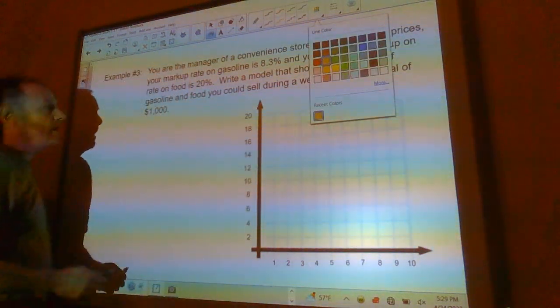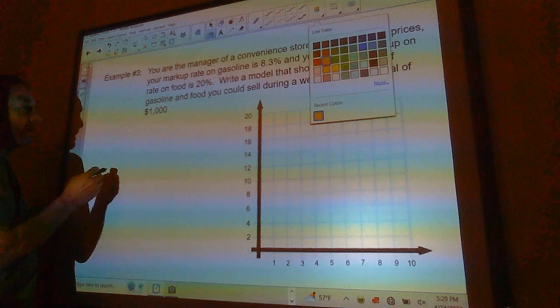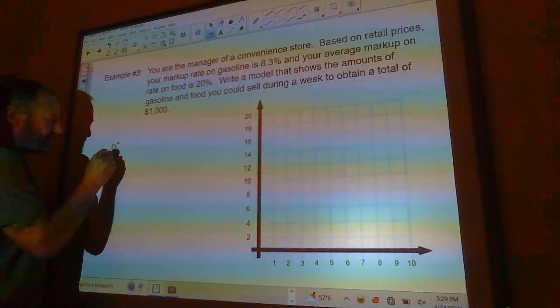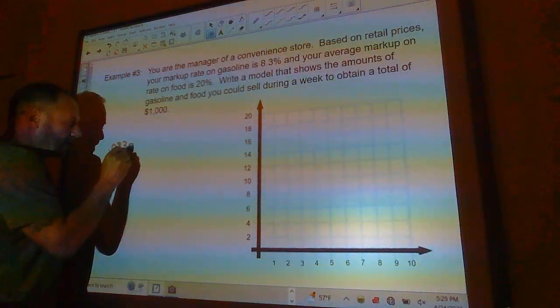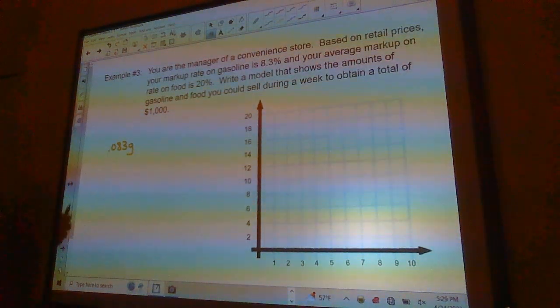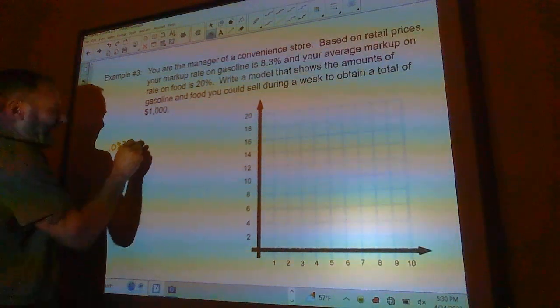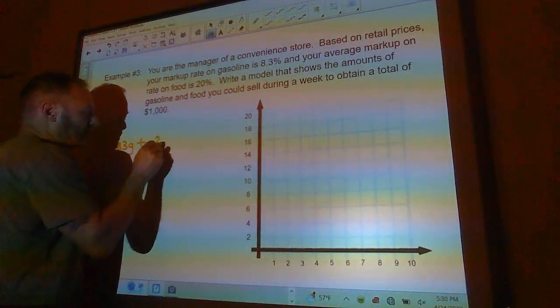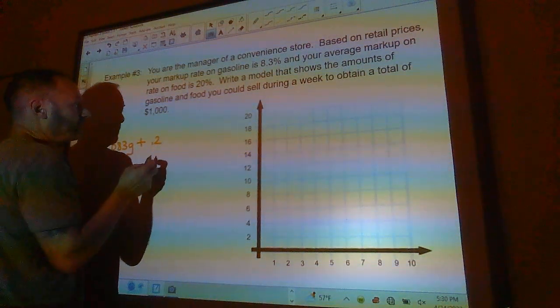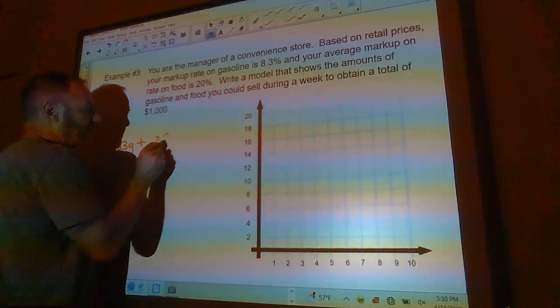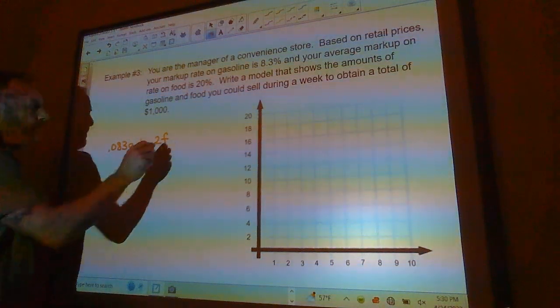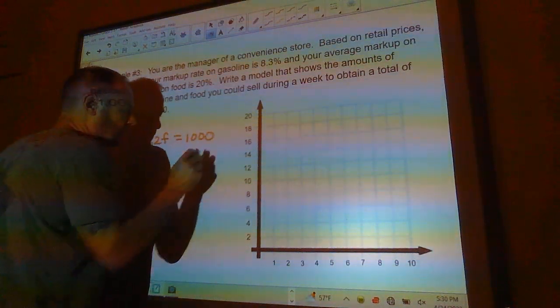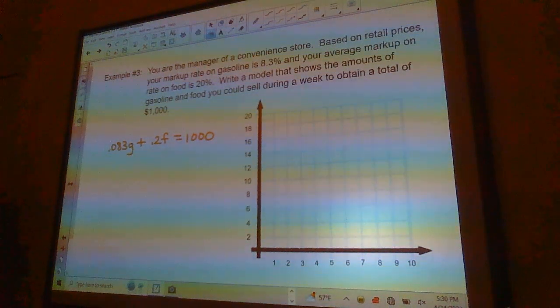So we're going to have 8.3%, so that'd be 0.083 times G, which is going to be gallons of gas. And then you're going to add to that 0.20, which is just 0.2 times F for food, and that's got to equal $1,000. Okay. Now you're going to go ahead and graph that.